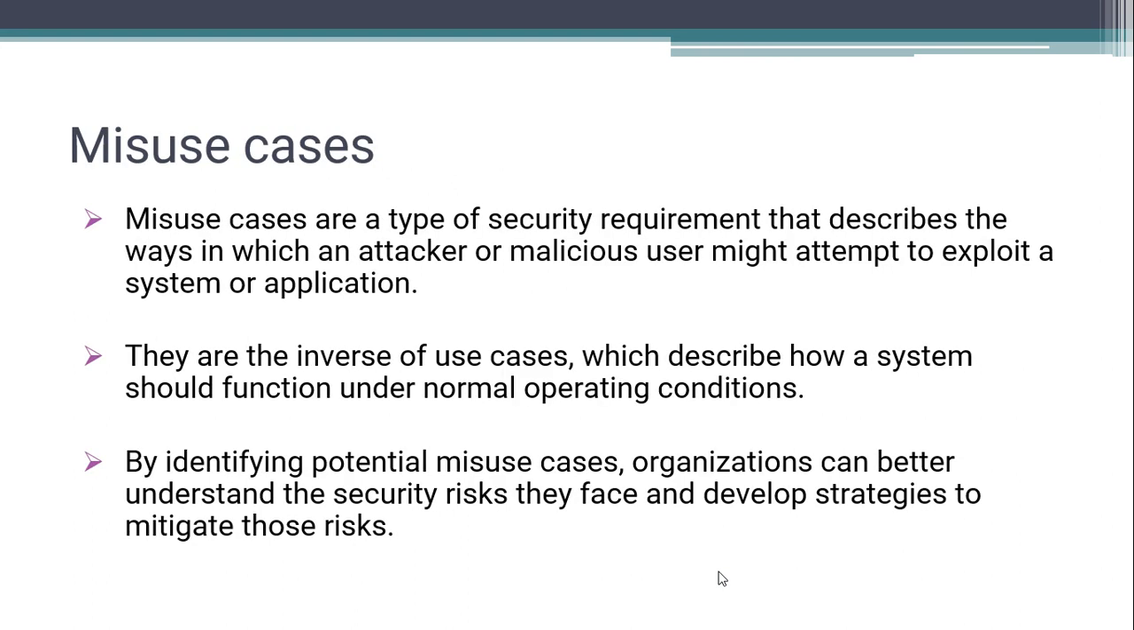What are misuse cases now? Misuse cases are security requirements that describe the ways in which an attacker or malicious user might try to exploit the system or application. They are just the inverse of the use cases, which means when the system functions normally, we develop the misuse cases to check whether the function should behave normally when it is interrupted with abnormal conditions.